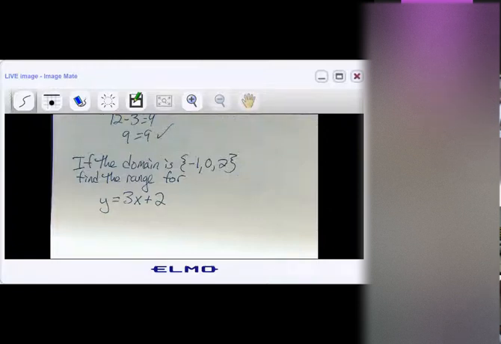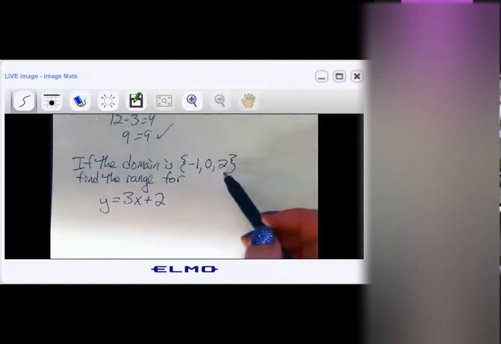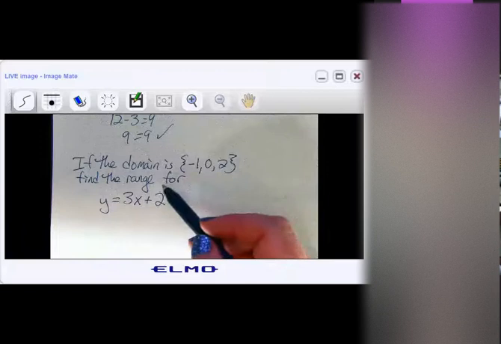So the domain is another name for, just yell it out or unmute yourself and tell me. What? Someone said something, but I couldn't make out what they said. What? Yeah, the input or the X values, exactly. So when I give you this, if the domain is these 3 numbers, you're going to find the range.